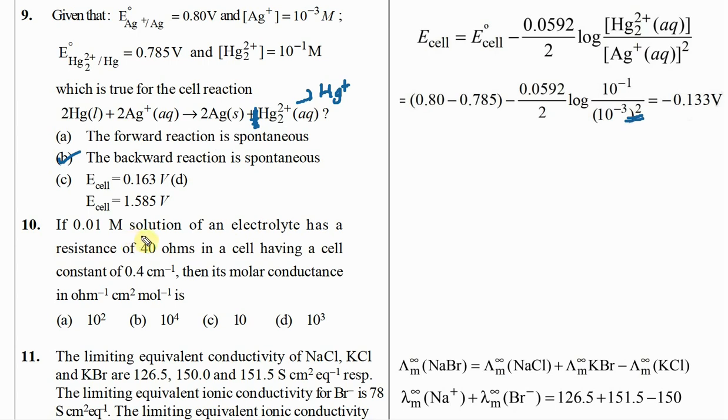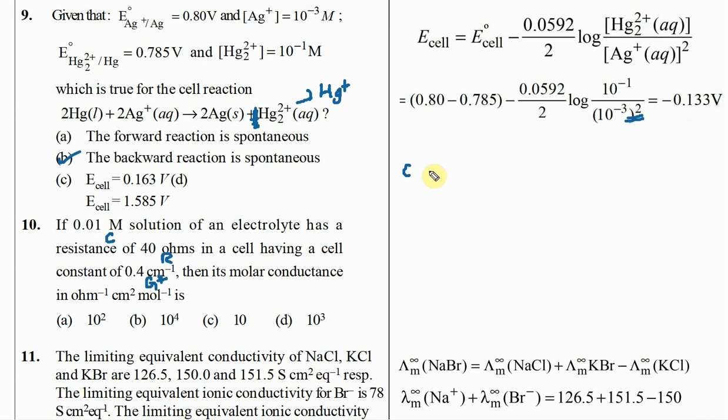Okay, moving on, 10th is from the last part of electrochemistry, electrolytic conductance. So you are given concentration, resistance, cell constant. Cell constant we can use a symbol G star, then molar conductances. So we know our setup from before.